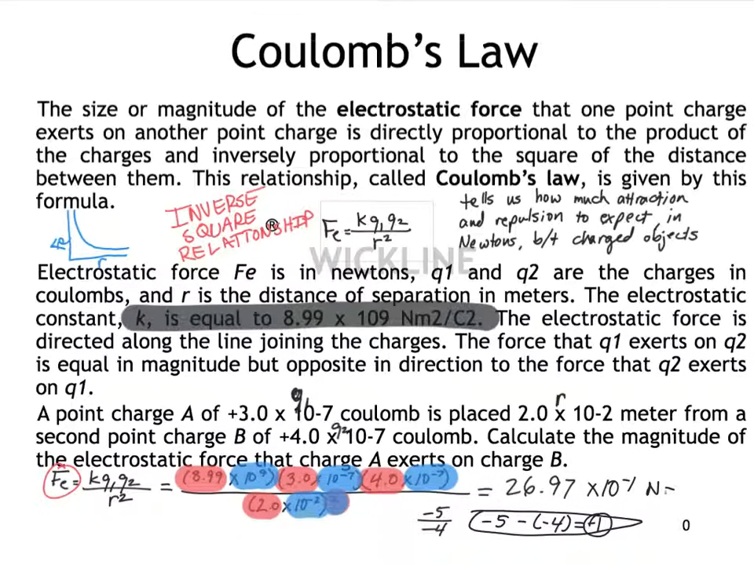So when I adjust this for proper scientific notation, I'm going to be moving my decimal point from here to there, and that will also adjust my exponent. So that means my final answer is going to be 2.697 newtons, or in terms of significant figures, I should really only be keeping two of these. So I suppose my final answer would be 2.7 newtons. And that's an example of how to use Coulomb's law.